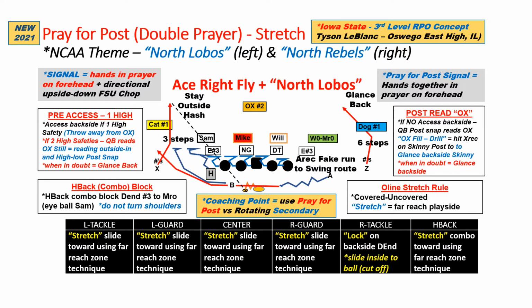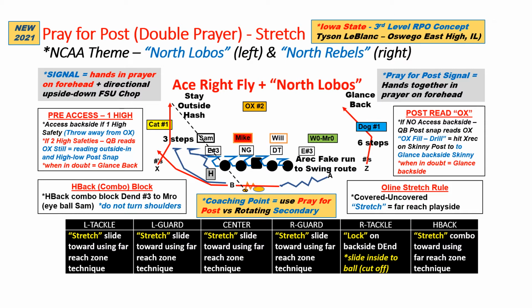The ox fills on support. This is when you want to call this play, because then you've got the X going vertical and you've got the Z on the backside. Again, at any time, if there's a gray area, that X is not wide open, whether the ox drops or the corner actually covers that over top, then always come back to that glance route and the backside.